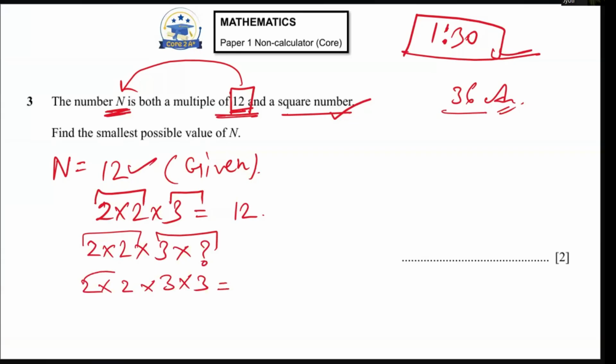Now multiply: 2 times 2 is 4, 4 times 3 is 12, 12 times 3 is 36, right? Now this is 36, and let's check whether this is a perfect square or not. 36 is a perfect square of 6. So the value of n is 36, right?